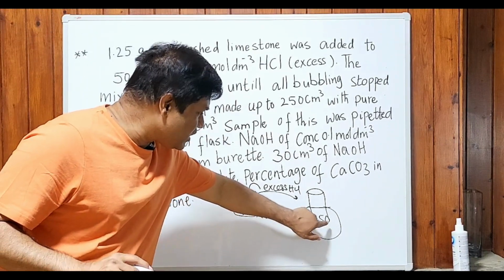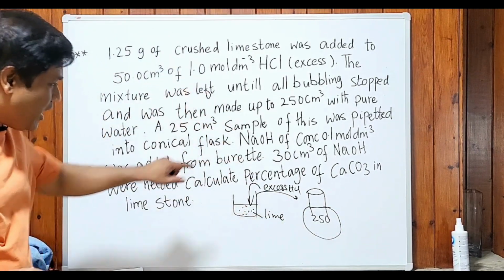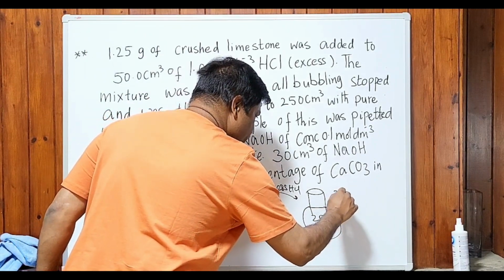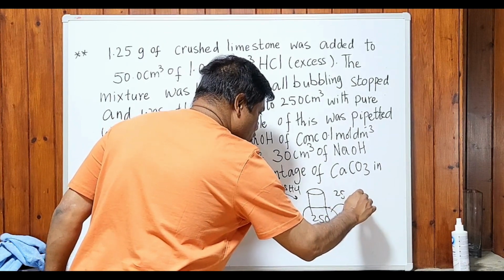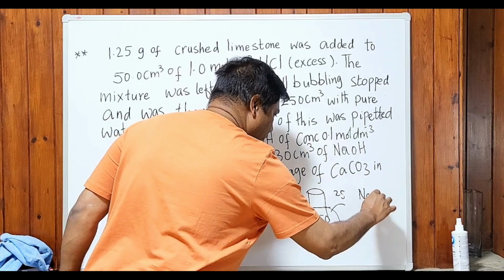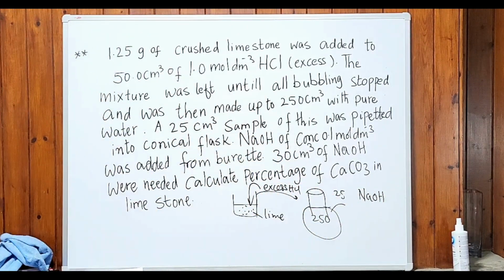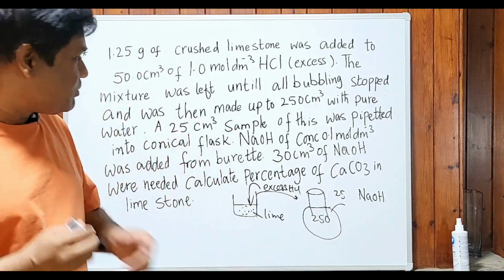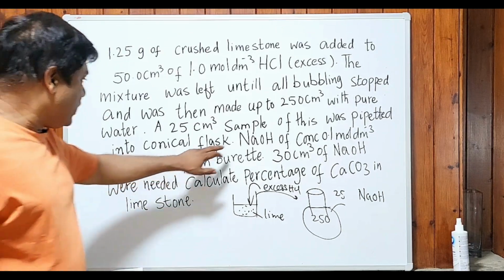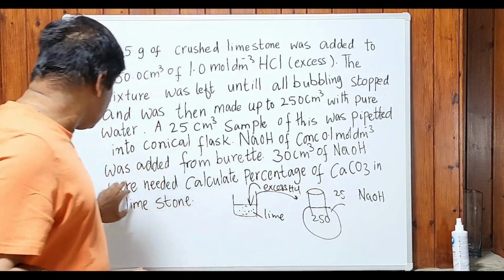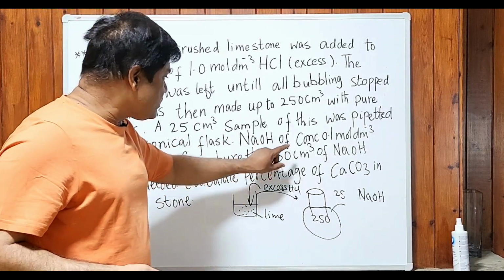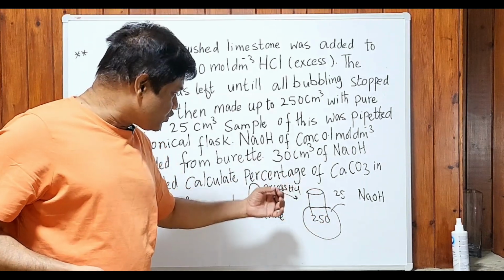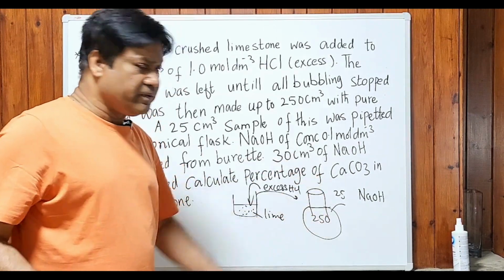This 250 cm³ of solution, we will then titrate with sodium hydroxide. Pipette out 25 cm³ and titrate it with sodium hydroxide. Why are we titrating this solution with sodium hydroxide? Anyone? What's the purpose of using sodium hydroxide? Look here: sodium hydroxide of a given concentration was added from the burette, and 30 cm³ of sodium hydroxide were needed. Anyone? What's the purpose of sodium hydroxide used here?